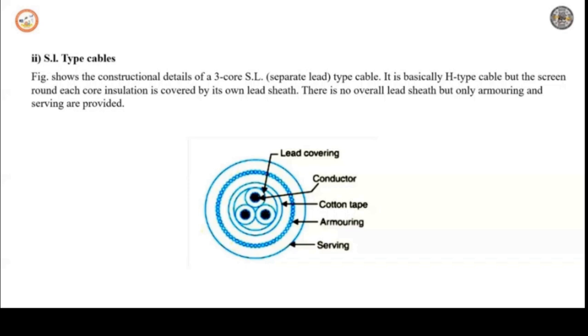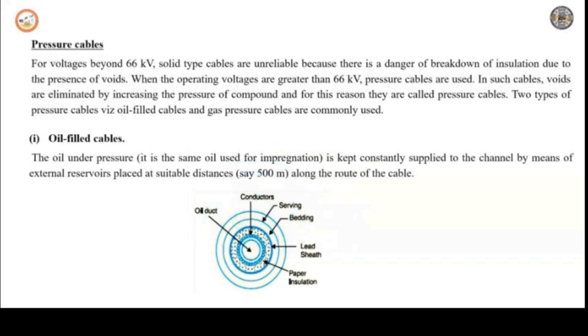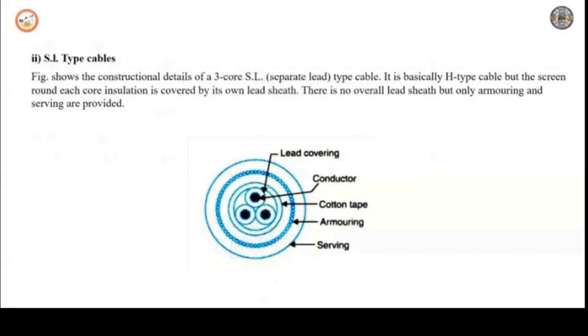A combination of H-type and SL-type cable called HSL cable also can be used. Like this, we also have so many limitations. The limitations of screened cables, which are also called solid type cables, are that they use solid insulation only, like paper. When the conductor temperature increases, the paper gets expanded. This eventually stretches the lead sheath.